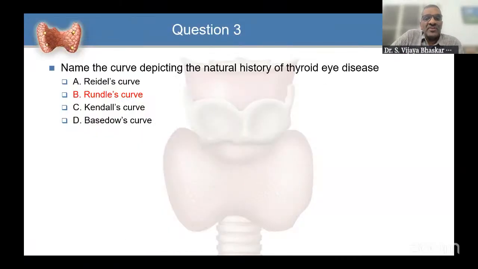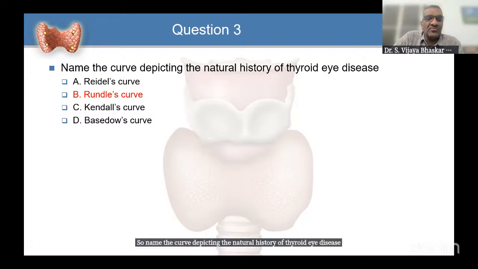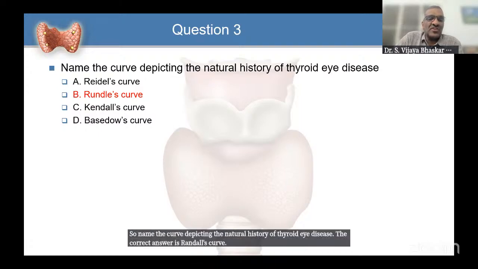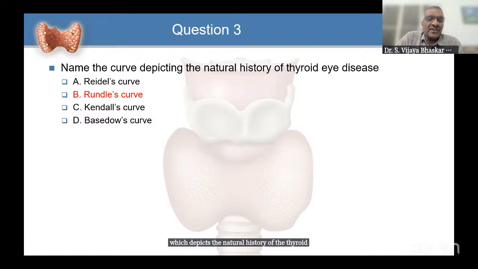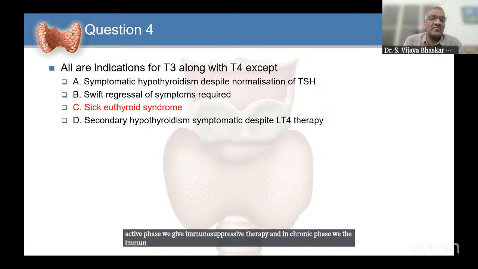Name the curve depicting the natural history of thyroid eye disease. The correct answer is Rundle's curve, which depicts the natural history of thyroid eye disease, wherein in the active phase we give immunosuppressive therapy, and in the chronic phase the immunosuppressive therapy does not work.